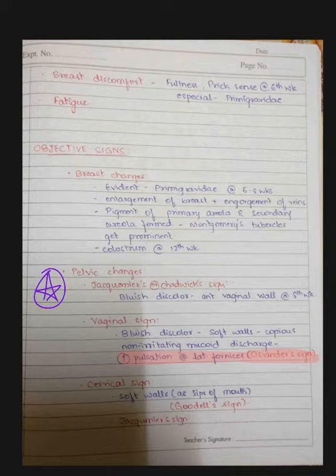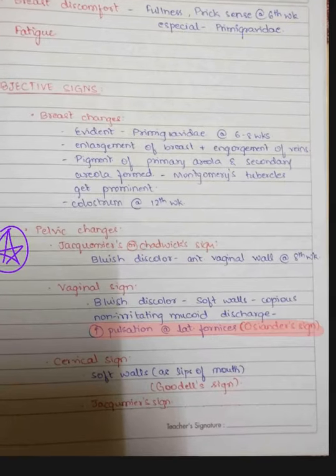This Jacquemer sign is due to the bluish discoloration of the anterior vaginal wall as well as the cervix at the 8th week of the pregnancy, and it is due to the excessive vascular congestion at the walls. The vaginal signs are three. The first is the Jacquemer sign, and the second is the softening of the walls. And there is also copious, non-irritating mucoid discharge, which is white in color. And this is a vaginal sign, which is physiological and not to be confused as a pathological sign.